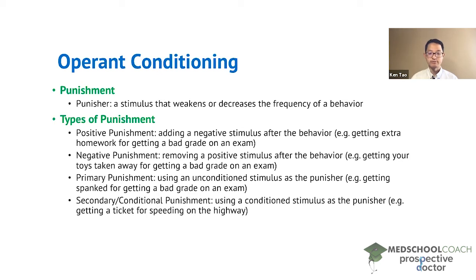Secondary or conditional punishment uses a conditioned stimulus as the punisher. So as an example, if someone is speeding on the highway, they will get a speeding ticket. A speeding ticket is just a piece of paper, so it does not have any innate value. It's not good. It's also not bad. However, what we've learned is that if you get a speeding ticket, you're going to get in trouble. You're going to have to pay a fine. So we have learned that this is going to be a bad thing. So when you get a speeding ticket, it's going to decrease the frequency of you speeding on the highway when you're driving. Okay, so that's punishment.